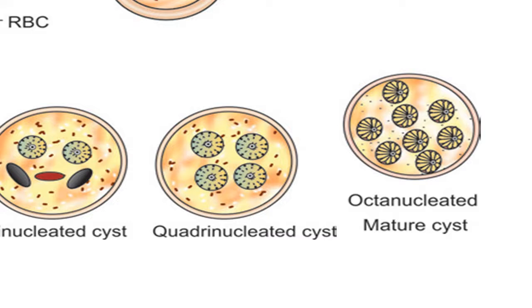Now we will know the differences between the Entamoeba histolytica cyst and Entamoeba coli cyst. This is also one of the past paper questions. So here we have to consider some specific characteristics of both cysts. So we have to mention them here.